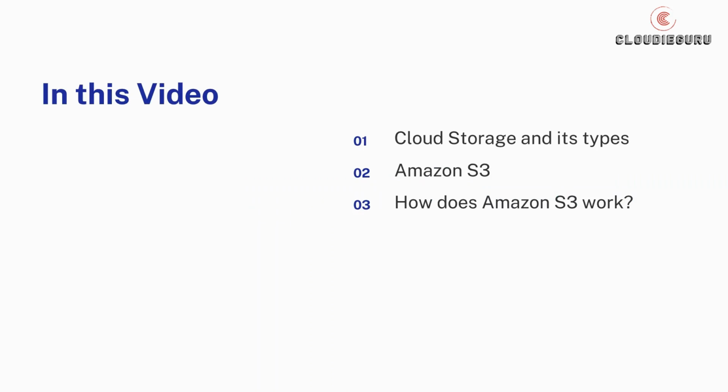First, let's look at the agenda for this video. So we will be looking at cloud storage and its types, which includes block storage, object storage, and file storage. Then we will see Amazon S3 in detail and how Amazon S3 works. So let's get started quickly.